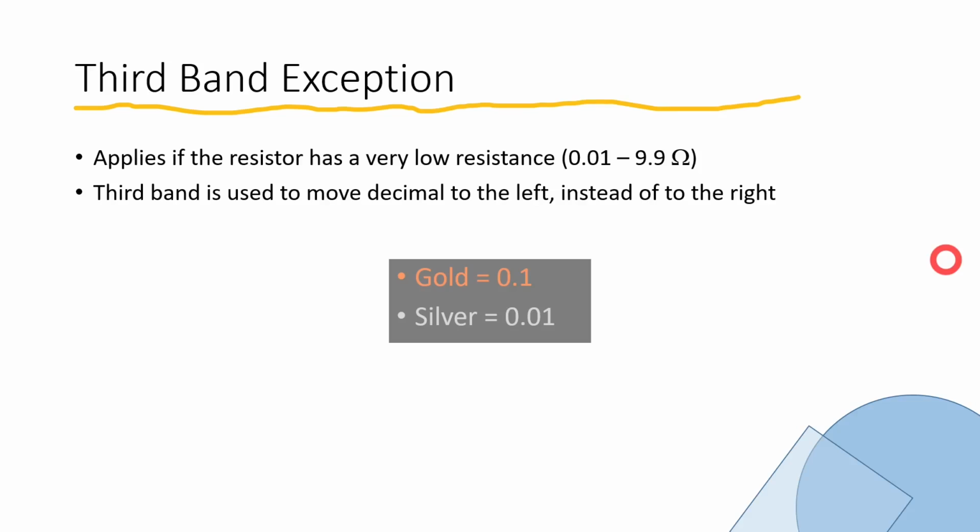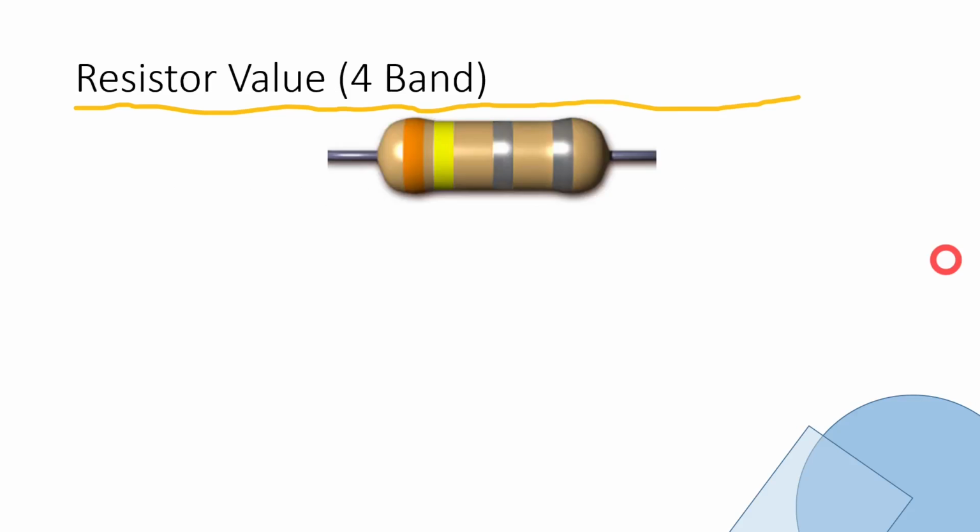I didn't have that listed in that light spectrum because it just goes from black to white. Doesn't include gold and silver. But if the third band contains gold or silver, we're going to actually be moving the decimal point. Instead of adding zeros, we're going to be moving the decimal point on our specific value. We'll see that here in this example.